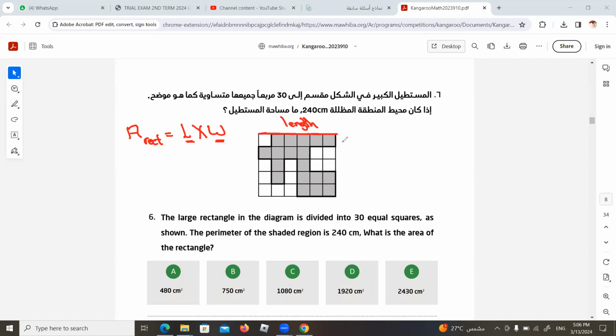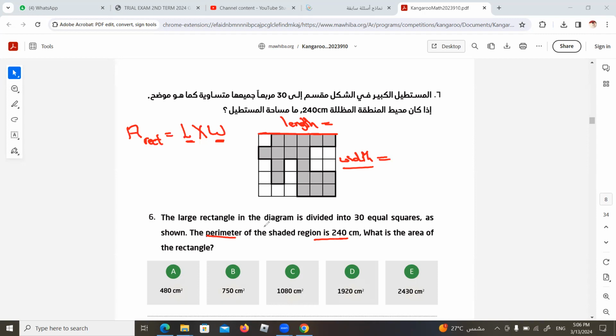Okay, and this is the width. So I need to get the length. So the length equals the width, and just multiply them. How can we get them? From the information that we have, the perimeter. The perimeter of the shaded region is 240.